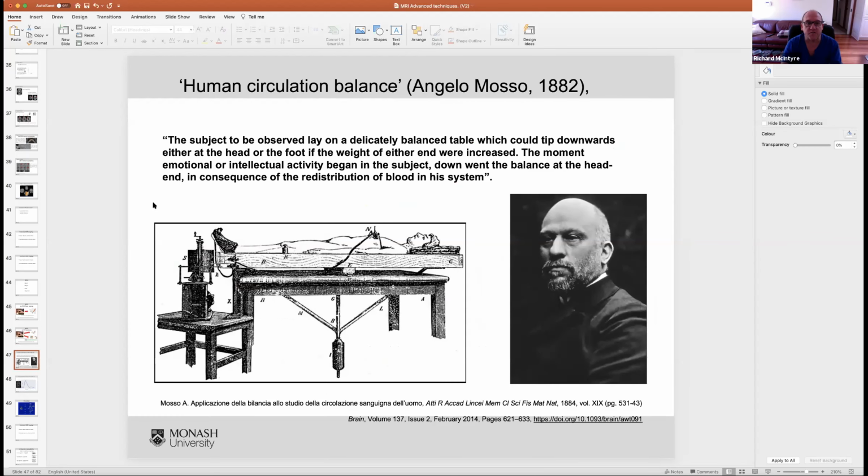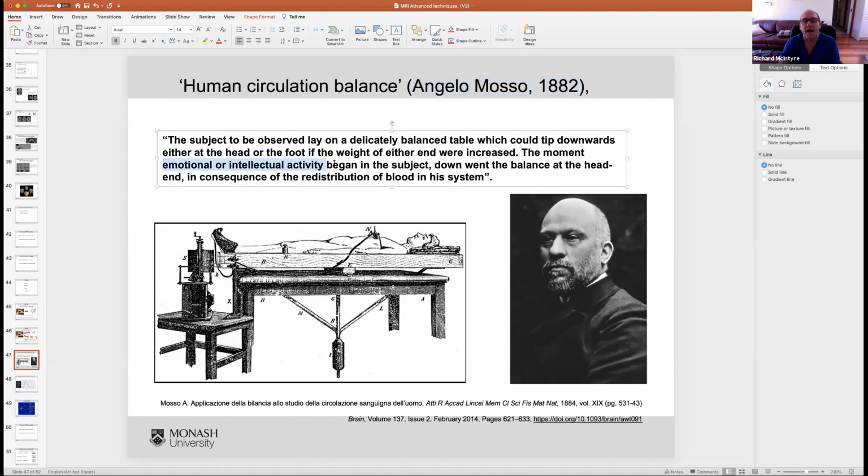The first person to discover this was actually Angelo Mosso in 1882. I never was very good at history, but I thought this was really interesting. What he did was he put a patient on a very sensitively balanced table, okay. And he got the participant to just rest there. Then he got the participant to do some calculations in his brain. Okay. When he started to calculate, and when he started to get emotional or intellectual activity within his brain, his head went down.